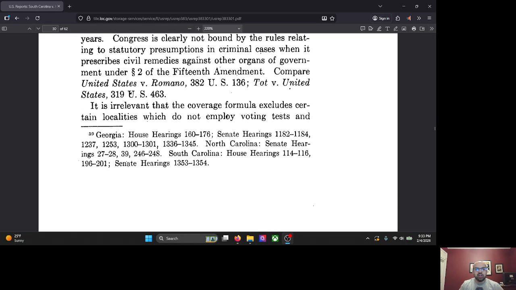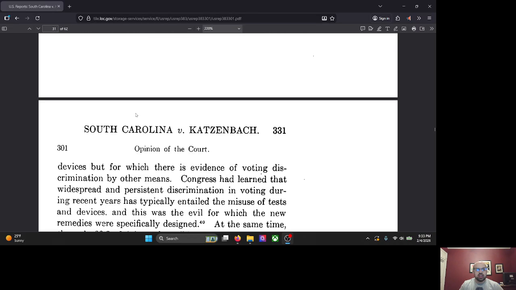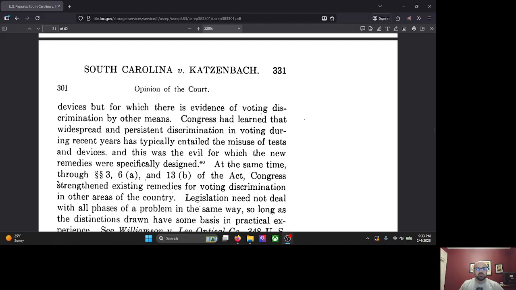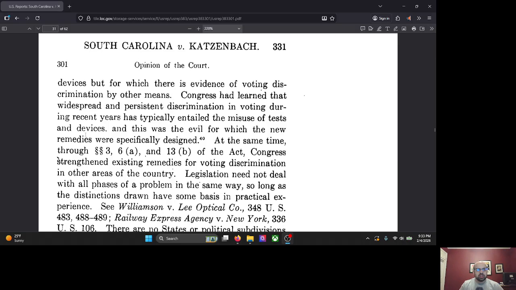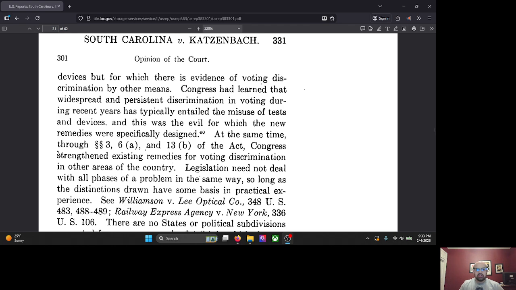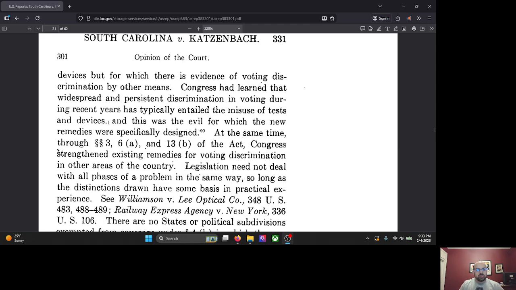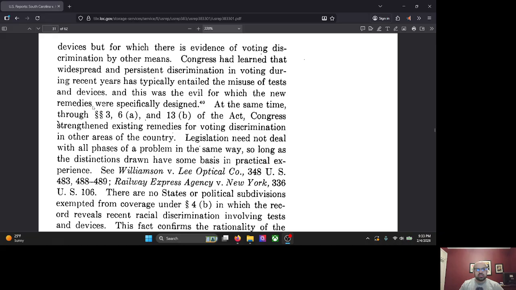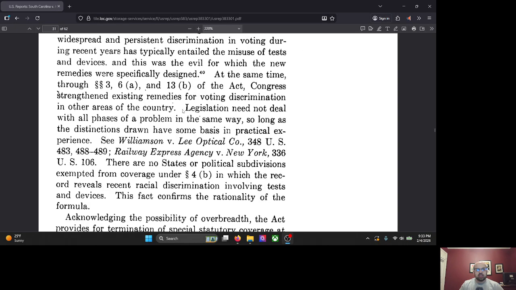It is irrelevant that the coverage formula excludes certain localities which do not employ voting tests and devices, but for which there is evidence of voting discrimination by other means. Congress had learned that widespread and persistent discrimination in voting during recent years has typically entailed the misuse of tests and devices, and this was the evil for which the new remedies were specifically designed. At the time, through subsections 3, 6a, and 13b of the Act, Congress strengthened existing remedies for voting discrimination in other areas of the country.